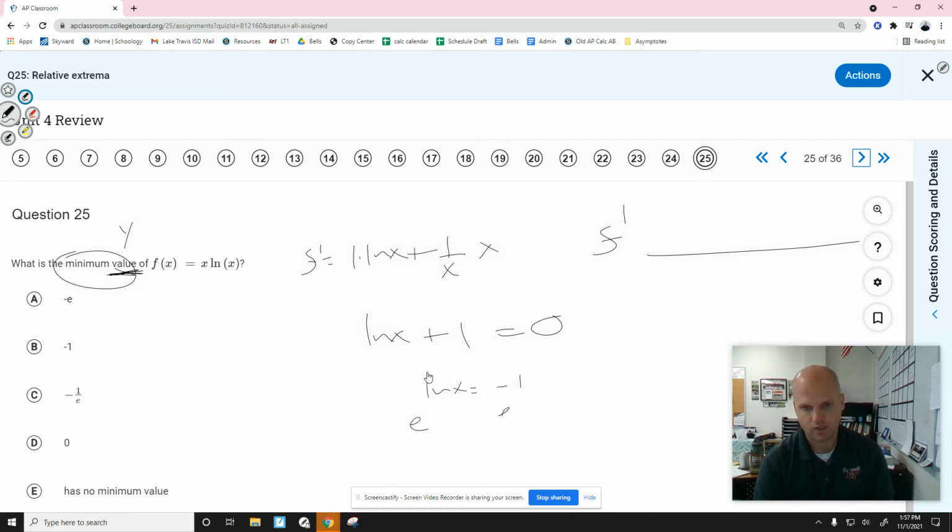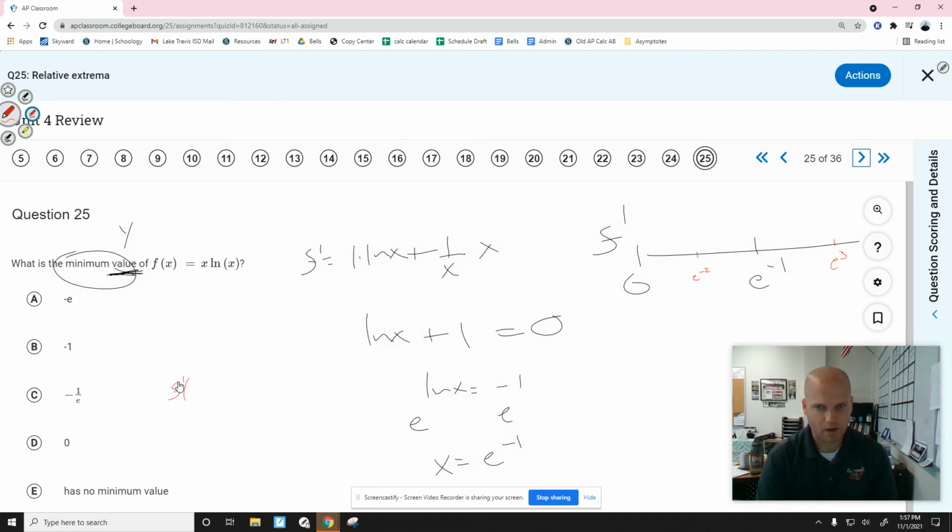E to the power of both sides. I get e to the negative first. I'm going to start at 0. It should be told to you. In this case, it isn't. Yeah, e to the negative first. Assuming that's going to be a location of a min, but let's double check. E to the negative second is a good test point. E squared, e cubed, good test points.